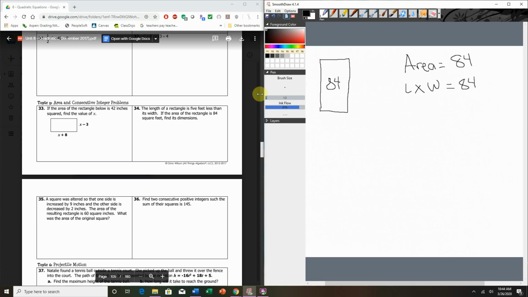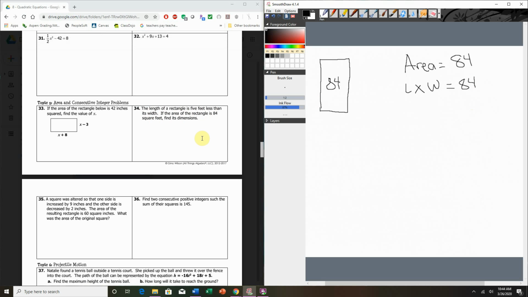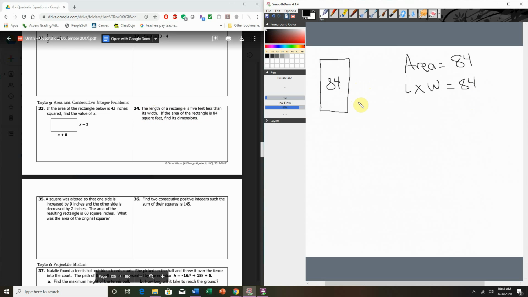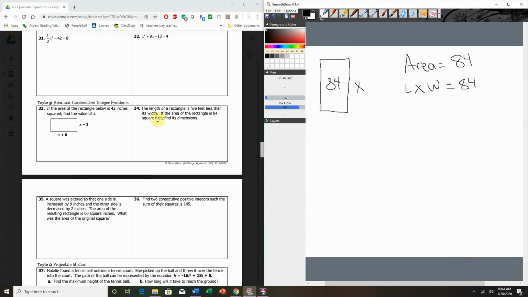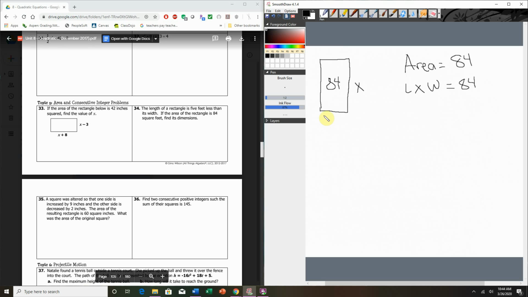Alright, so now let's talk about the first sentence here. The length of the rectangle is 5 feet less than its width. Okay, so this is where you have to use the word variables. Okay, so remember, we don't know what the length or the width is. So we're just going to label the width as x. Okay, and since we don't know the width, they're telling us that the length of this rectangle is 5 feet less than whatever the width is. So we're going to say that this has to be x minus 5.